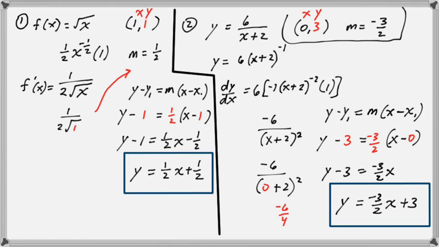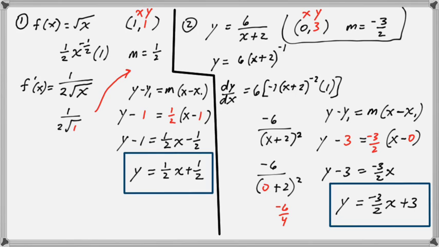Now, if you had a graphing calculator, it would do all this work for you and give you the equation, assuming you know how to use your graphing calculator. Most of them, you would do second draw tangent and give it the x value. That's most of the TI calculators.